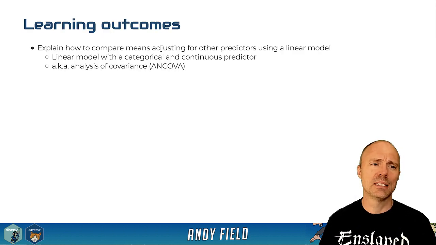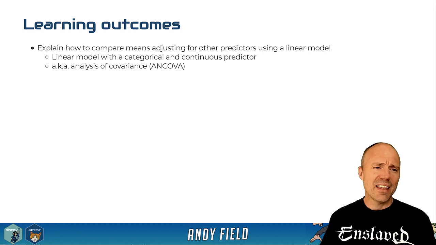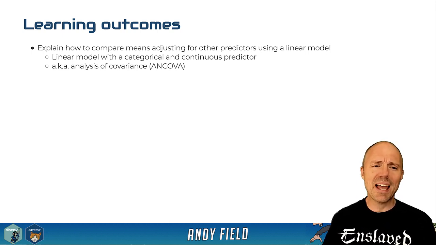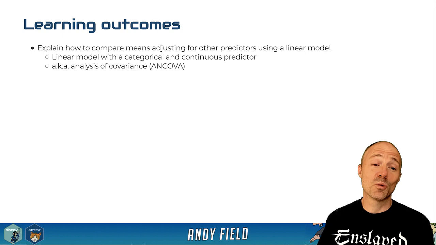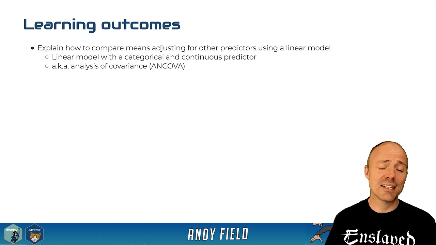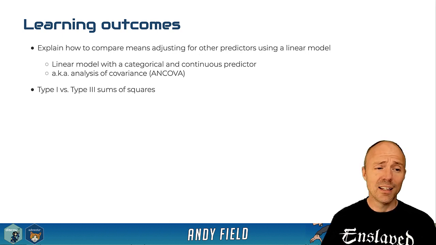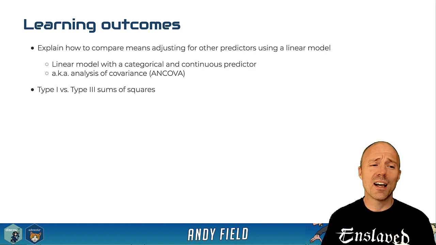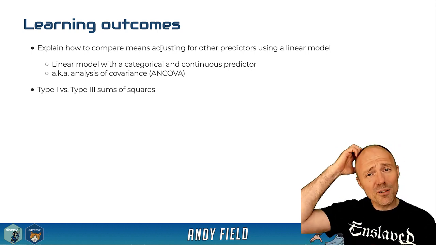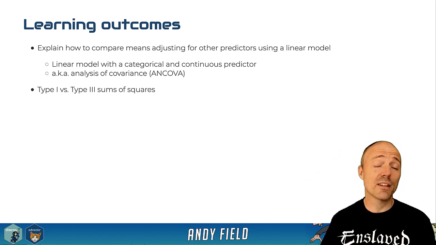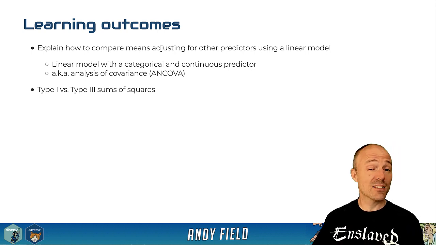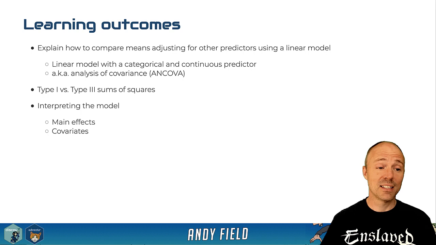Who knows? So by the end of this session, hopefully you'd be able to explain how to compare means adjusting for other predictors using the linear model. In other words, you'd know how to fit a linear model with a categorical and a continuous predictor. We're going to have to talk a little bit about different types of sums of squares. So we're going to look at the distinction between type 1 and type 3 sums of squares, which is the funnest conversation you're ever going to have.